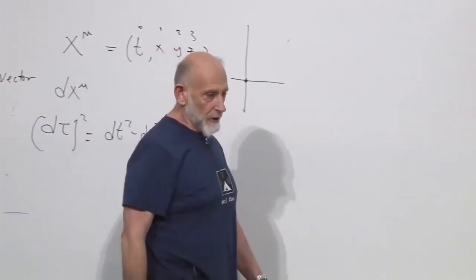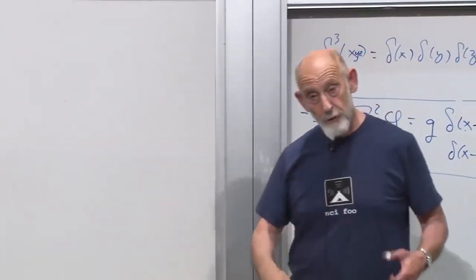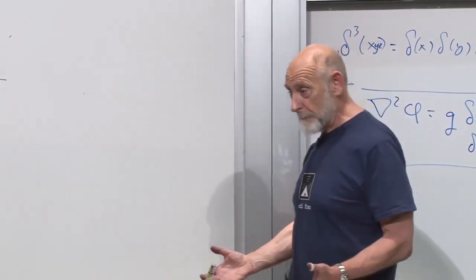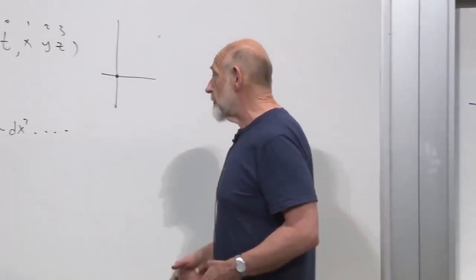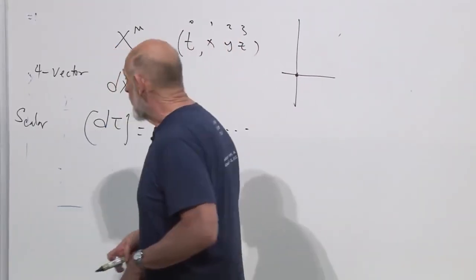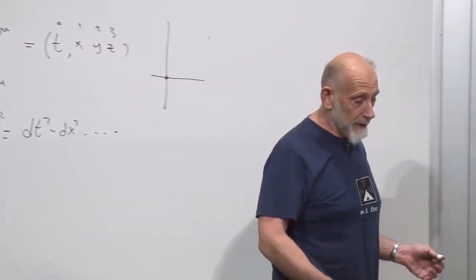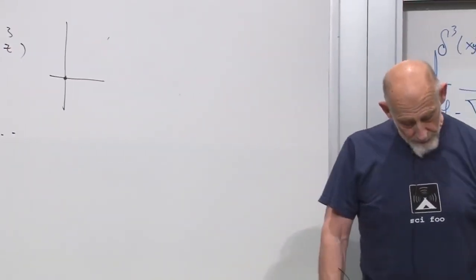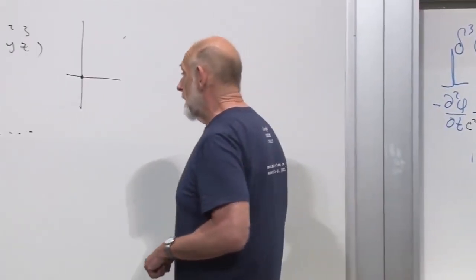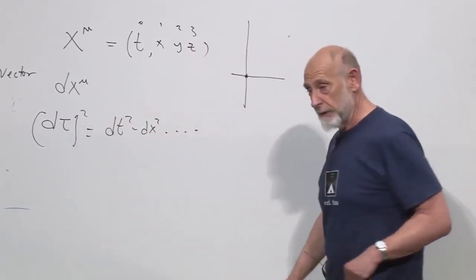Now, if a scalar is equal to 0 in one frame of reference, it's 0 in every frame of reference. Why? Because a scalar is a thing which is the same in every frame of reference. It's practically the definition of a scalar. If it's 0 in one frame, it's 0 in any frame. So it's an invariant statement to say that a scalar is equal to 0. And here we have an example of how you make a scalar out of a 4-vector.